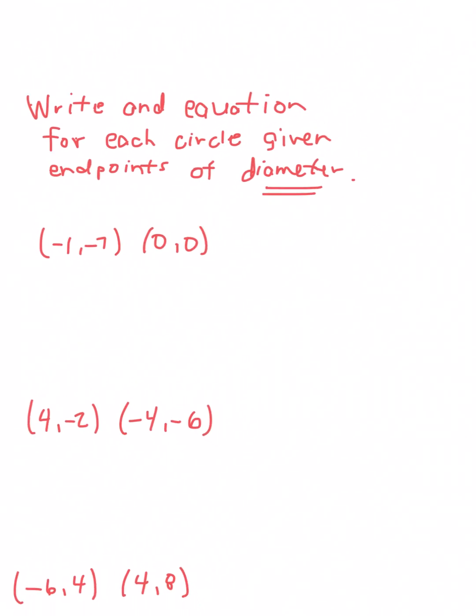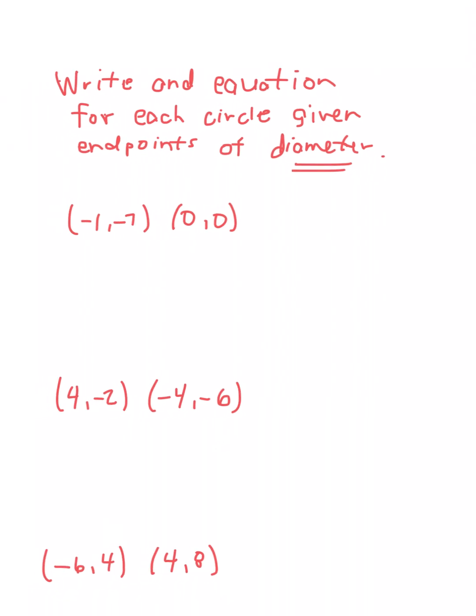All right, next couple of questions. This is a little bit of review for midpoint and distance. It says, write an equation for each circle given the endpoints of the diameter. So this is our diameter going from -1, -7 to 0, 0. Those are our 2 points. That's our diameter, so we want to find the center. That center is going to be the midpoint of this segment.